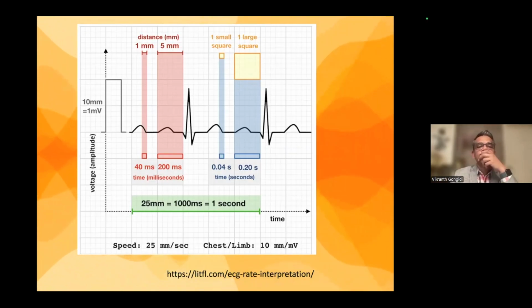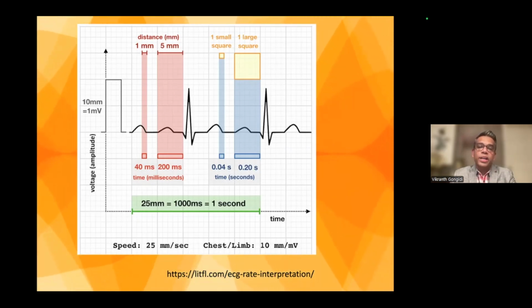Here we have another question. How comfortable with the basics should we be before we get into more of the nuances of reading different ECGs for rotations and going into residency? I think you have to read at least 50 to 100 EKGs before trying to get into complicated ones.